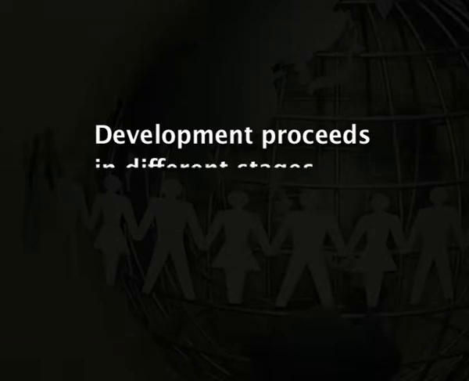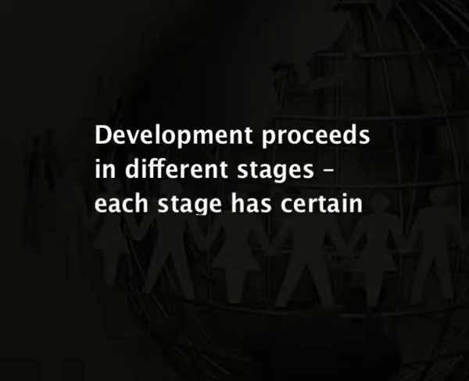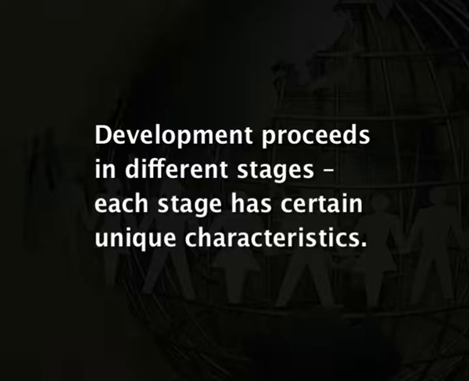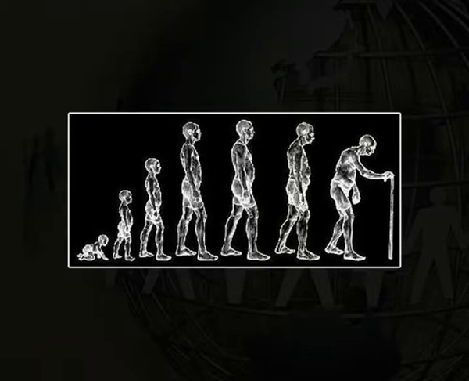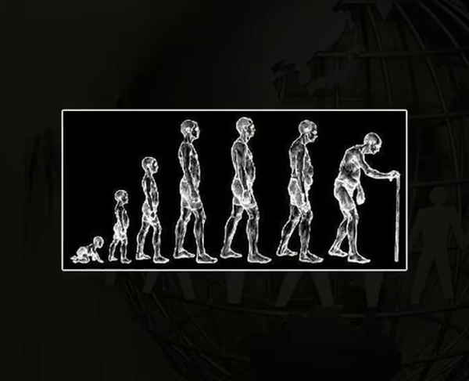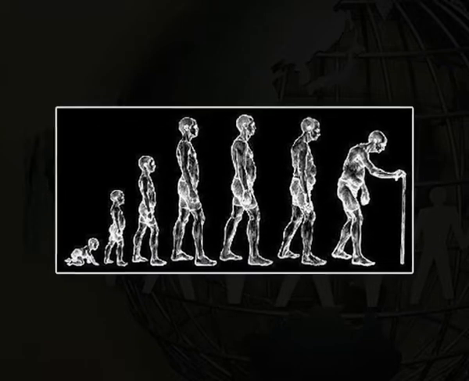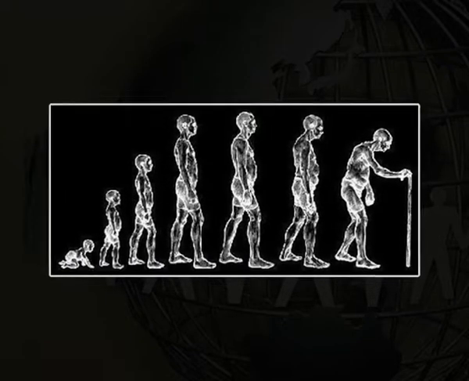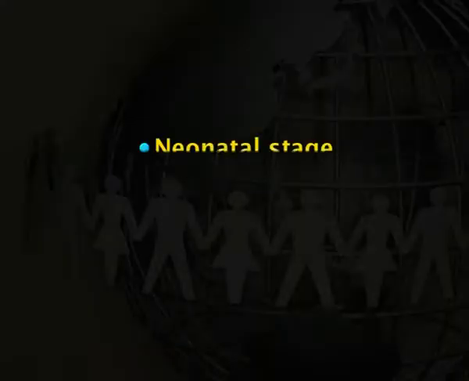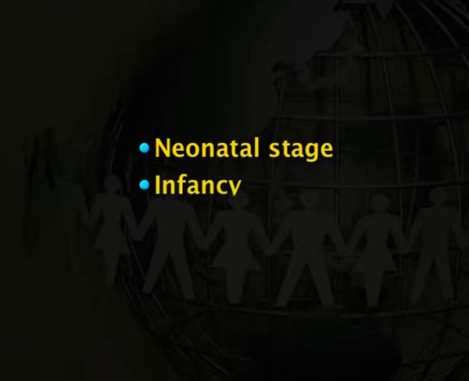Development proceeds in different stages. Each stage has certain unique characteristics. The total human lifespan is divided into various stages, as each stage has its unique behavior patterns. In each stage, certain traits or behavioral characteristics stand out more prominently than others. For example, the neonatal stage, infancy, and early childhood stages are distinctive from one another.